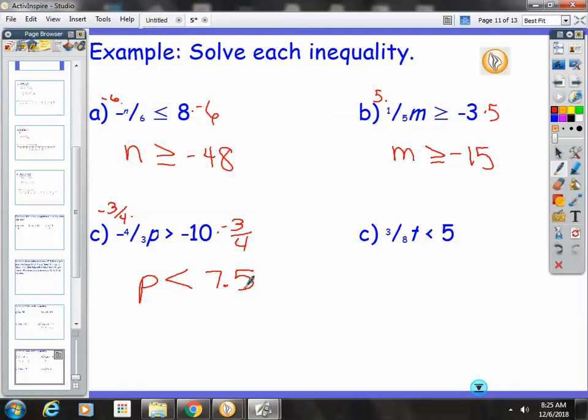Letter C. How can I get t by itself here? Multiply by what? The reciprocal. What is the reciprocal of 3/8? 8/3. So do I need to flip the symbol here? I don't. I'm not multiplying by a negative number. It's a positive. So it's positive 40/3. And this is going to be a repeating decimal. This should be 13.3. t is less than 13.333.